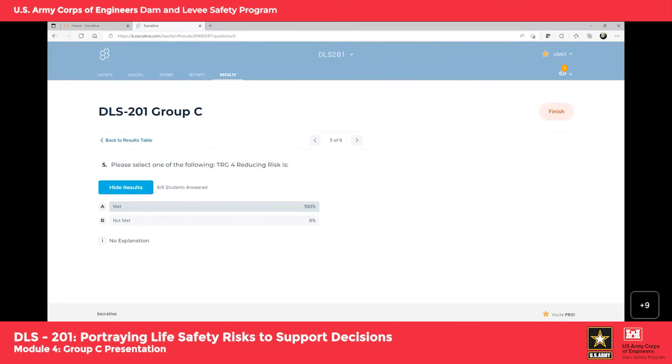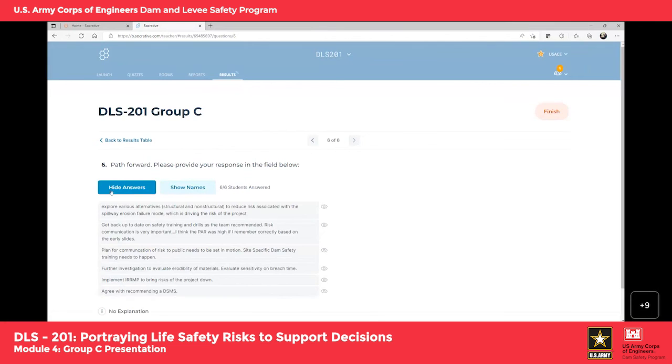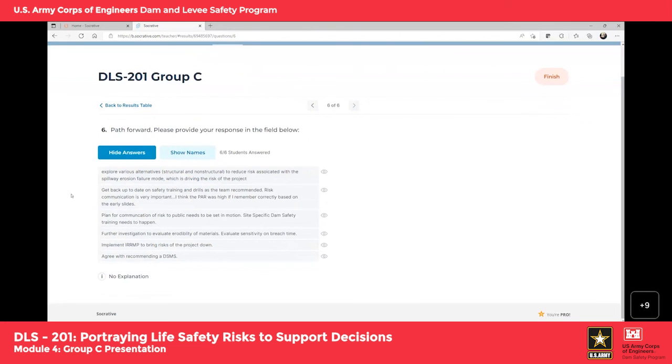All right, let's go to path forward. All right. For various alternatives, structural and non-structural, to reduce risk. Keep us up to date on dam safety training. Risk communication with the public. Erodibility of the spillway.